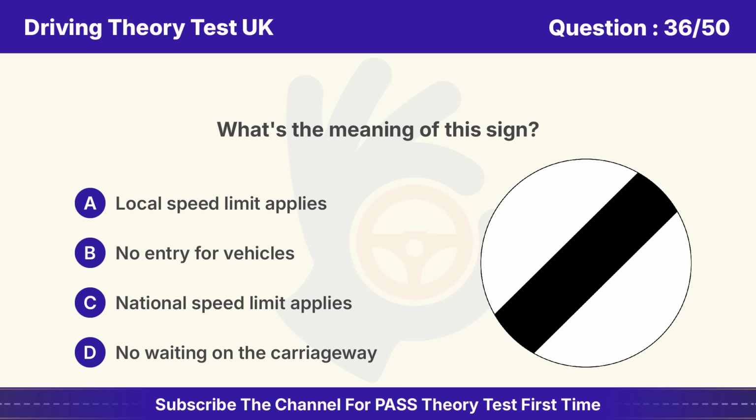Question 36. What's the meaning of this sign? Option A. Local speed limit applies. B. No entry for vehicles. C. National speed limit applies. D. No waiting on the carriageway.